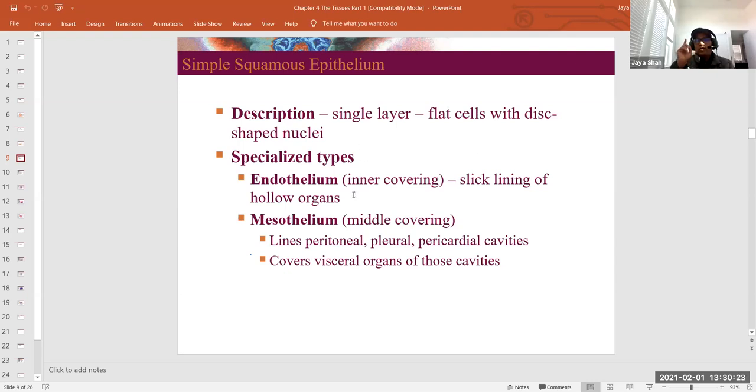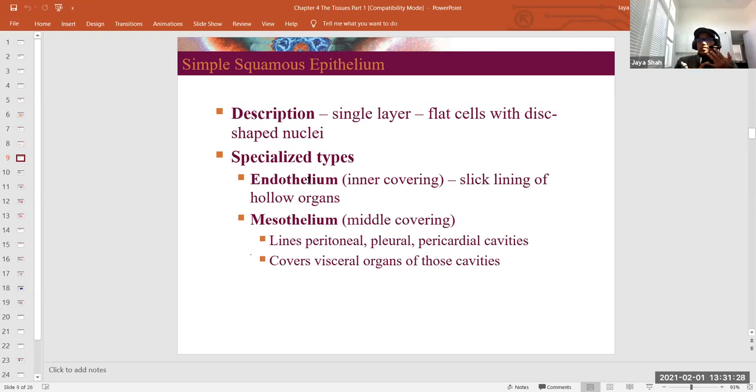They have a specialized type, depending on whether the epithelium lies inside or outside of the body. Let me give you three examples. The outermost body surface is your skin. That is epithelium. Then you go inside, to the GI tract wall. What is that? That is also epithelium, but we call it endothelium. If you go inside your aorta, a big artery, and see the inner lining, that is also endothelium. Inside your heart, the inner lining of the heart is also endothelium.